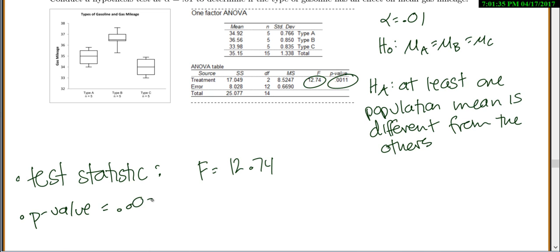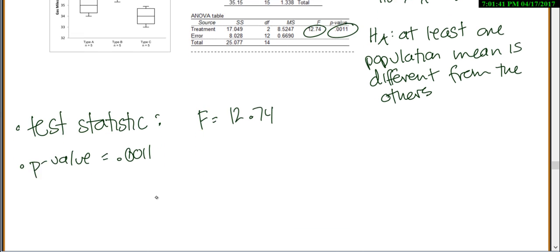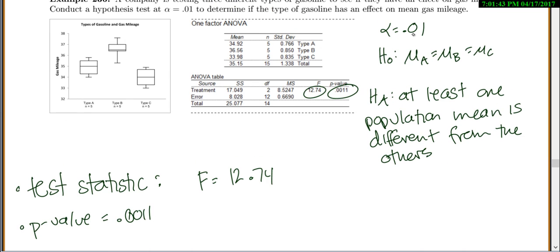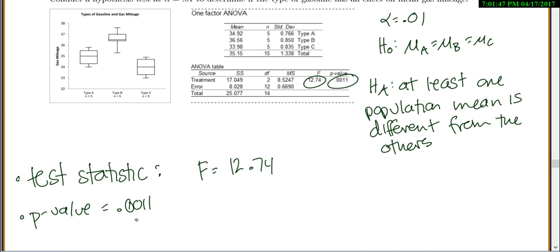My p-value equals 0.0011. Now, even though alpha is 0.01, that p-value 0.0011 is still smaller, right? So we still have a small p-value. And we'll reject our null hypothesis.